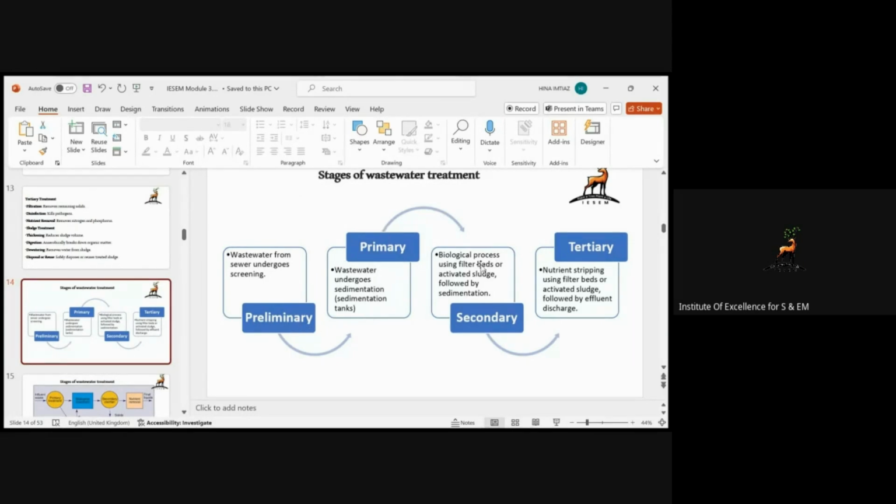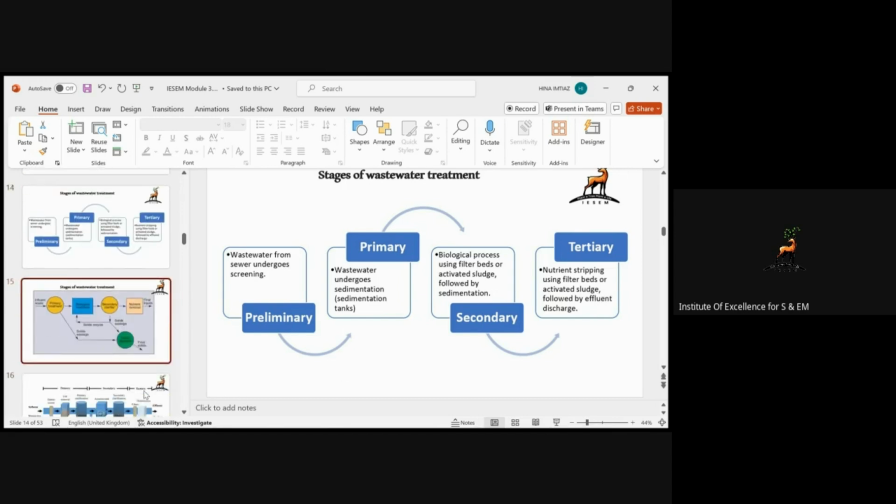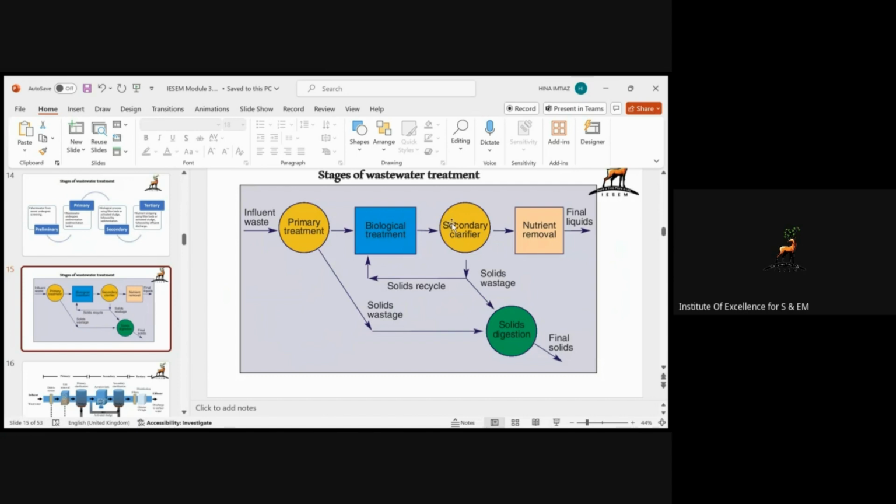So you now have a clear idea about the preliminary stage, in which the wastewater from the sewage undergoes screening. Then in the primary stage, the wastewater undergoes sedimentation in the sedimentation tanks, and the third one is secondary, in which the biological processes use microorganisms. The last step is the tertiary method, in which nutrient stripping using filter beds or activated sludge is followed by the effluent discharge. So these are again the stages.